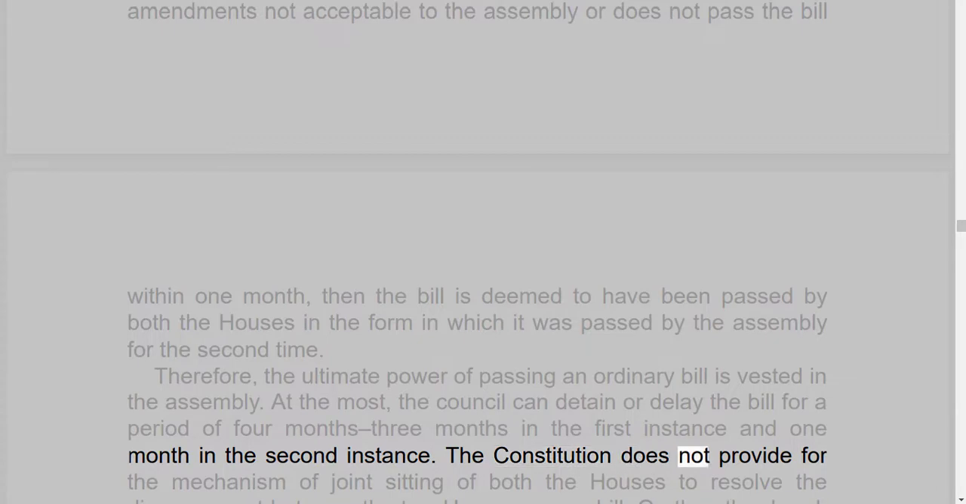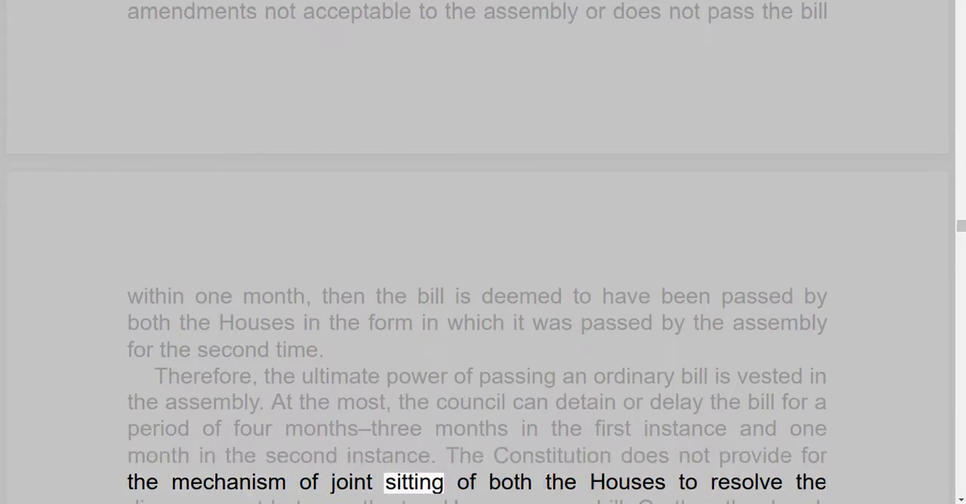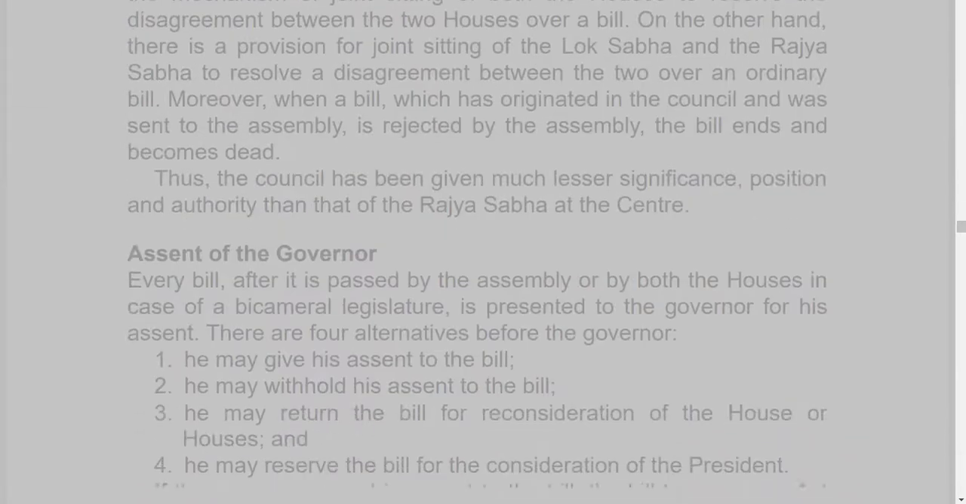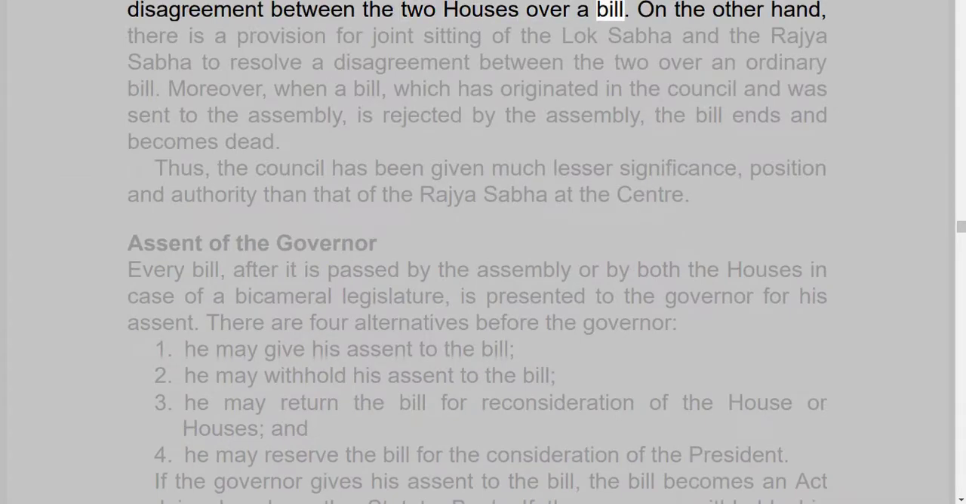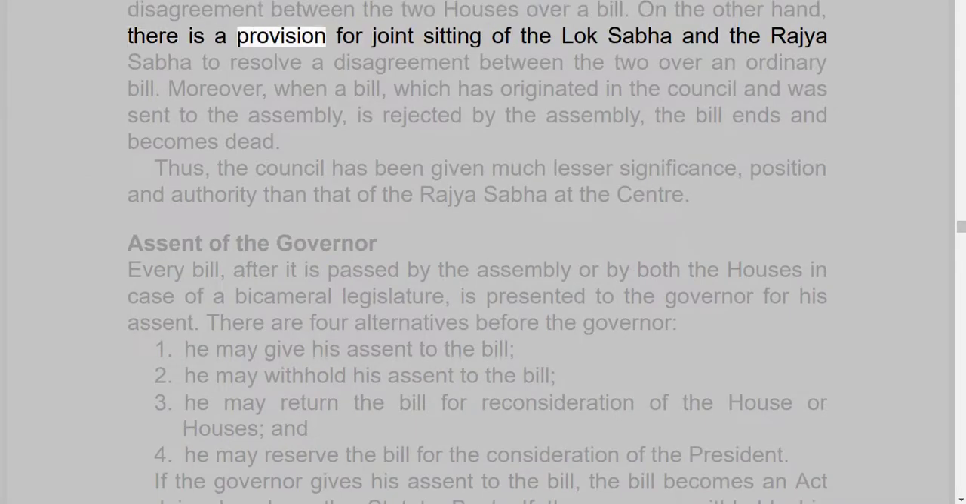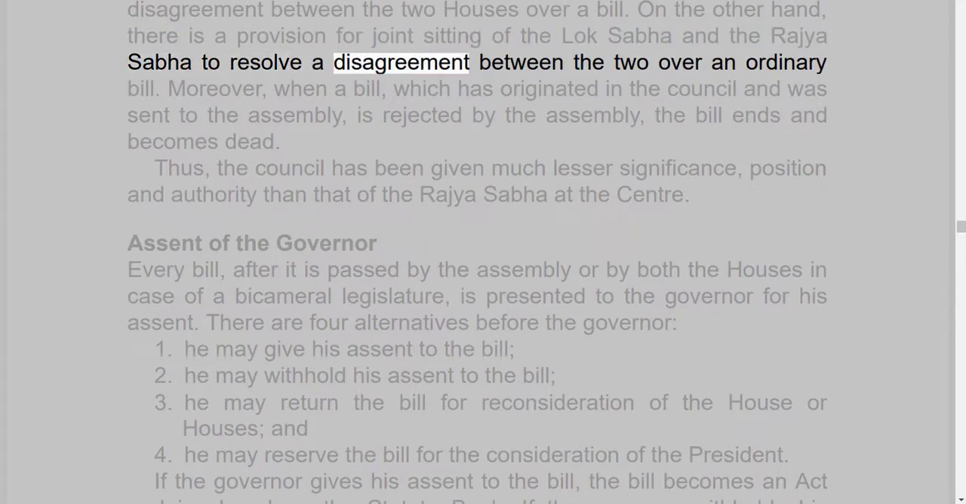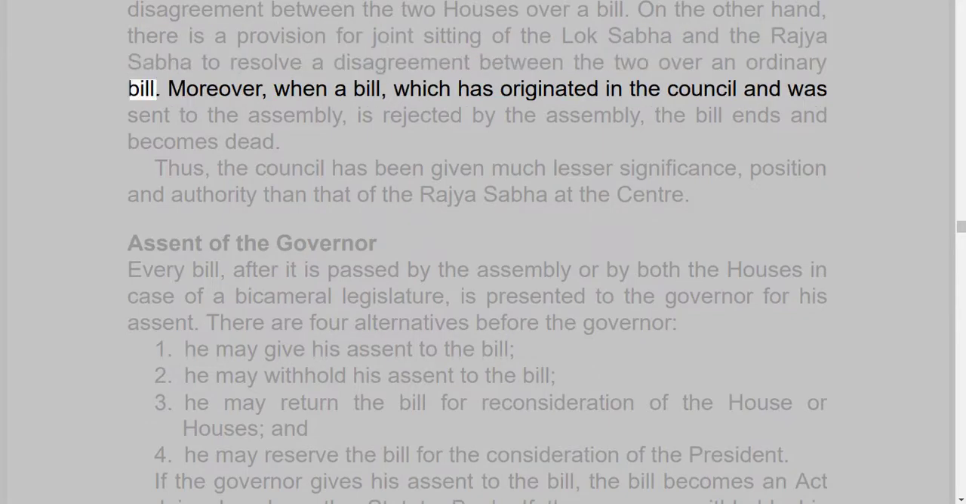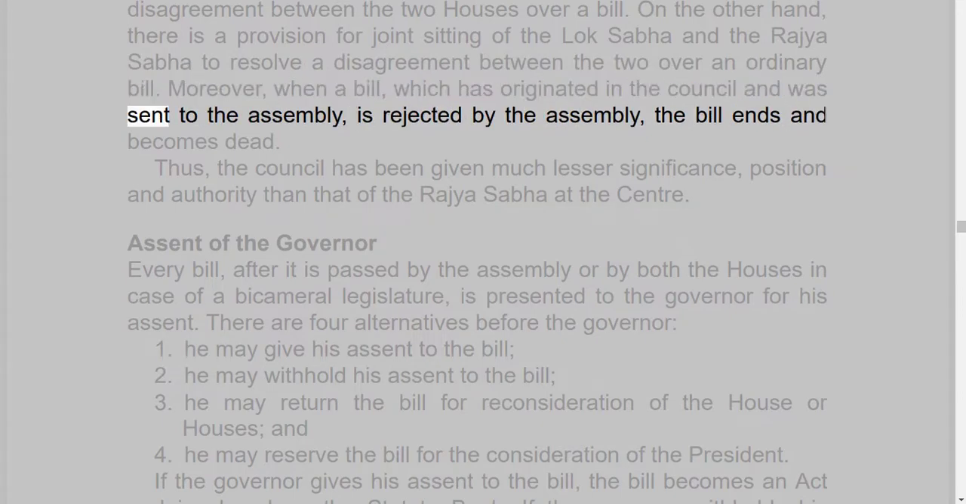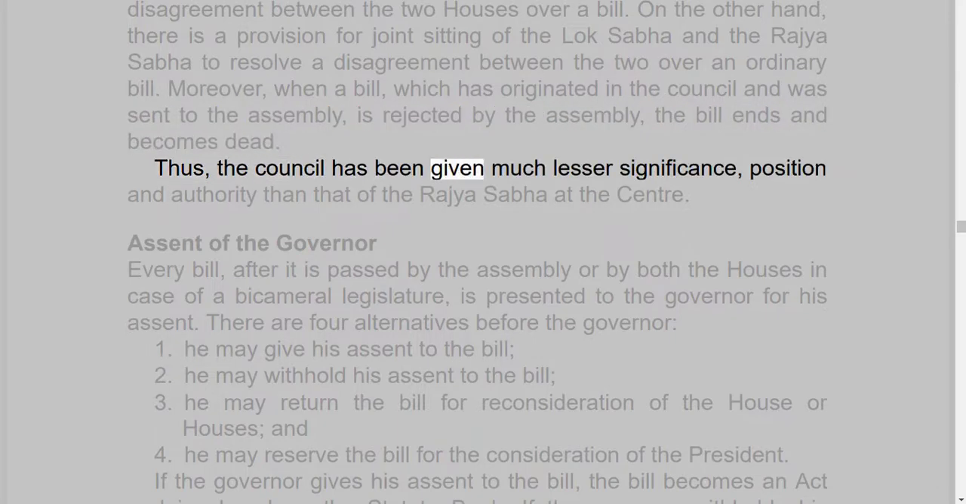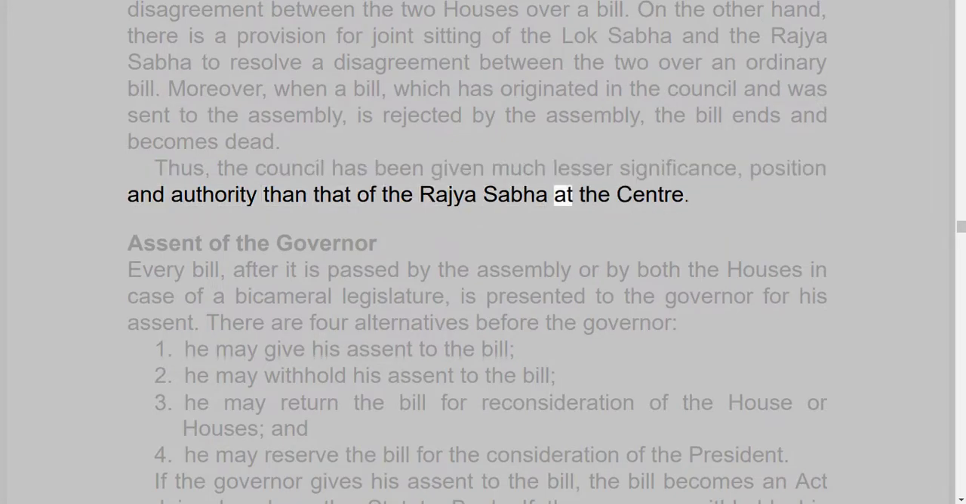The Constitution does not provide for the mechanism of joint sitting of both the Houses to resolve the disagreement between the 2 Houses over a bill. On the other hand, there is a provision for joint sitting of the Lok Sabha and the Rajya Sabha to resolve a disagreement between the 2 over an ordinary bill. Moreover, when a bill, which has originated in the Council and was sent to the Assembly, is rejected by the Assembly, the bill ends and becomes dead. Thus, the Council has been given much lesser significance, position and authority than that of the Rajya Sabha at the centre.